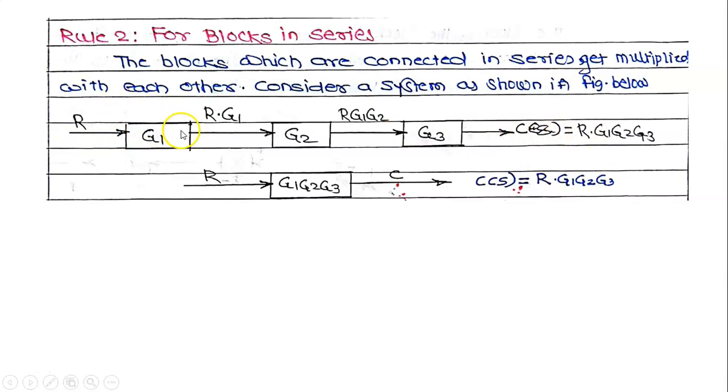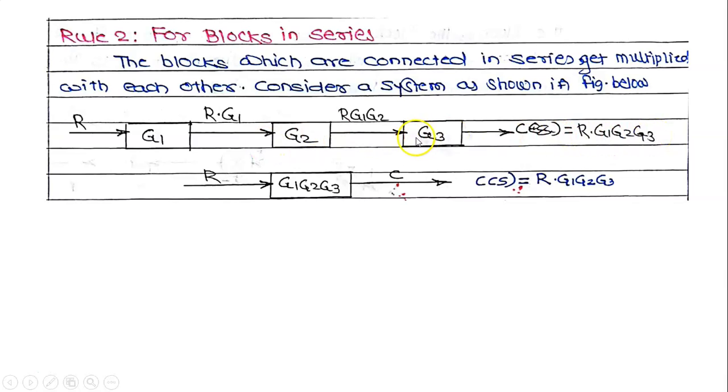Now from block G1 the output signal is RG1, from block G2 the output signal is RG1G2, and from block G3, that is the controlled output, the last output, C(s) is equal to R into G1 G2 G3.